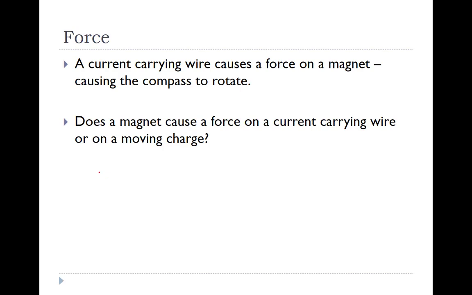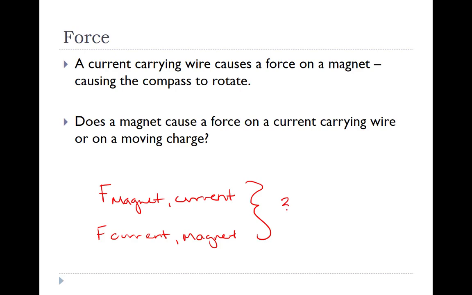You might even remember that there's a Newton's law involved here. The top one is a force on a magnet by a current. The bottom one would be a force on a current caused by a magnet. If you look, the cause and effect, if you will, are reversed in these two things. So these are a third law force pair. So yes, a magnet can cause a force on a moving charge.